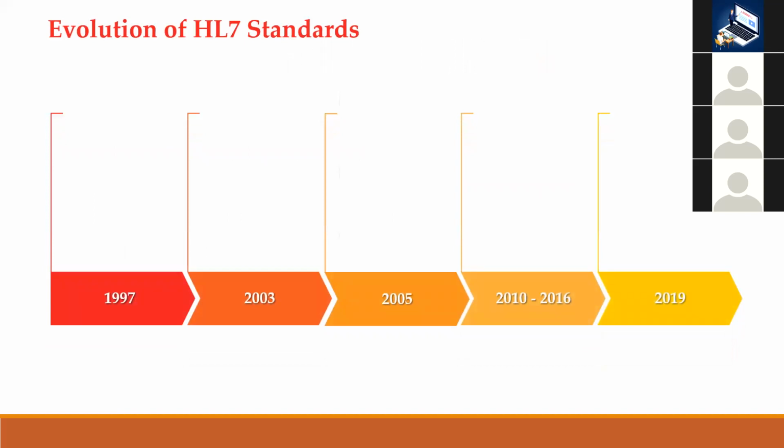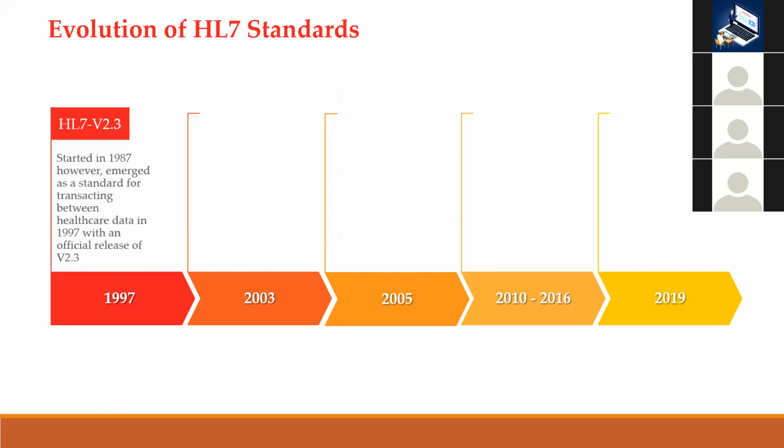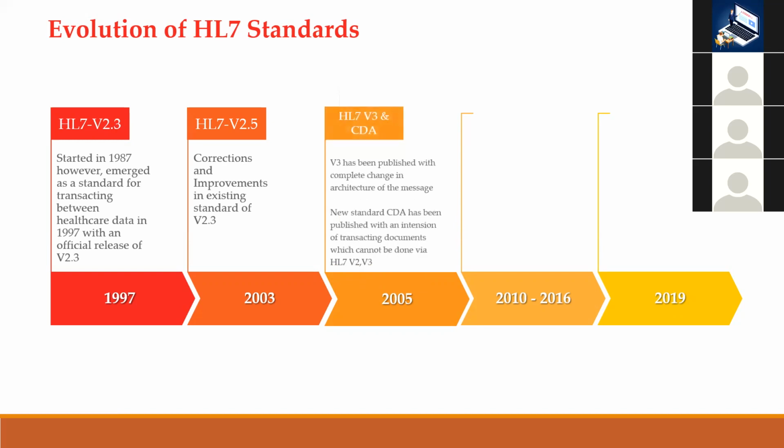When you look at the history of FHIR, you have it from 1997. HL7 V2 started back in the 1980s, but the standards have exploded a lot, and a specific standard was released in 1997. HL7 V2.3 was released in 1997 as an official version. After that, HL7 V2.5 was released in 2003, which was an upgrade to HL7 version 2. And then you have version 3 and CDA, which was released in 2005.